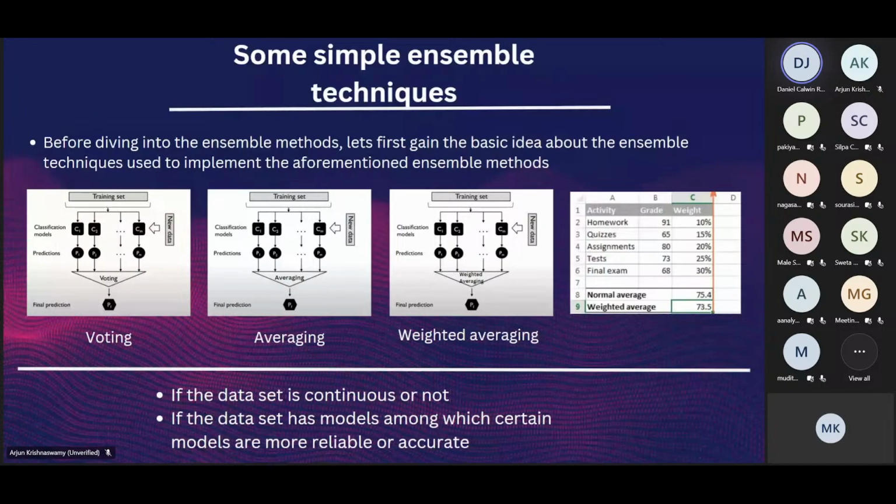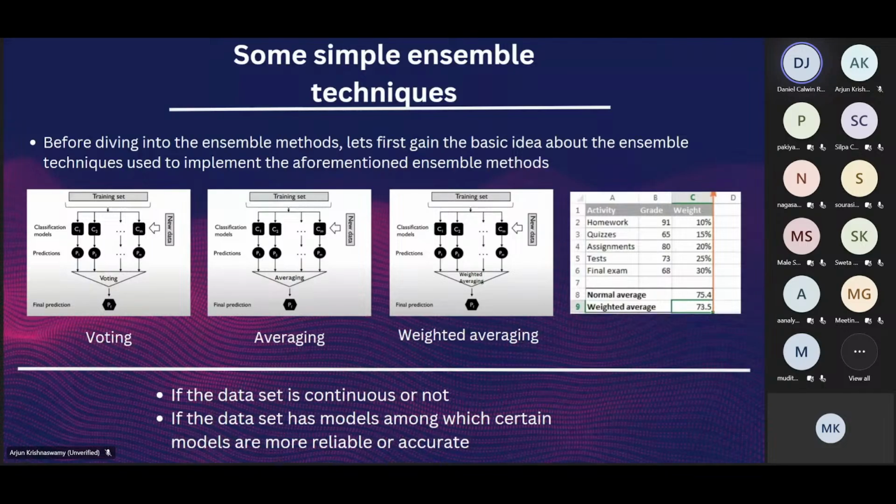So how do we do this mathematically? How do we combine these outputs? That is going to be answered with these techniques over here. Basically there are three different ensemble techniques. The first one is voting. Voting is classified into hard and soft voting, which I'll explain in the next slide. Apart from that, we have averaging and weighted averaging.